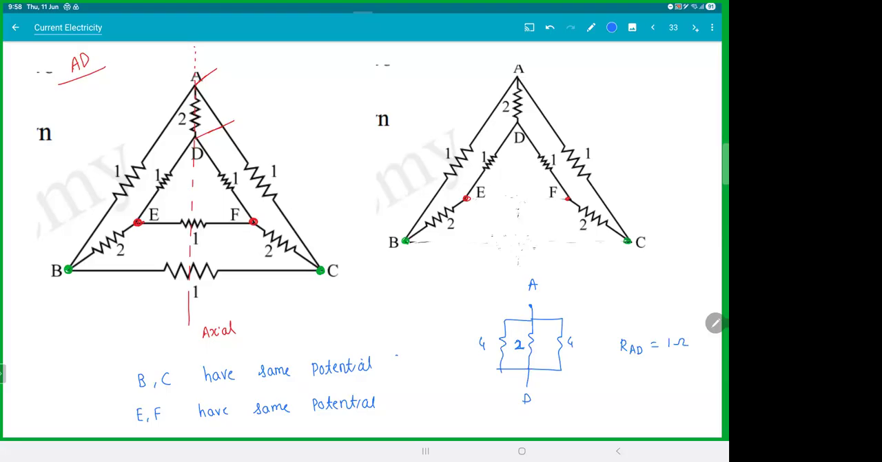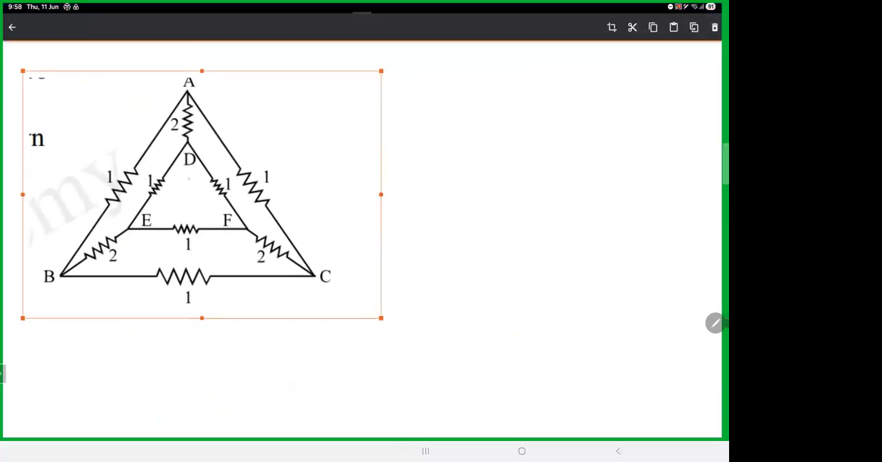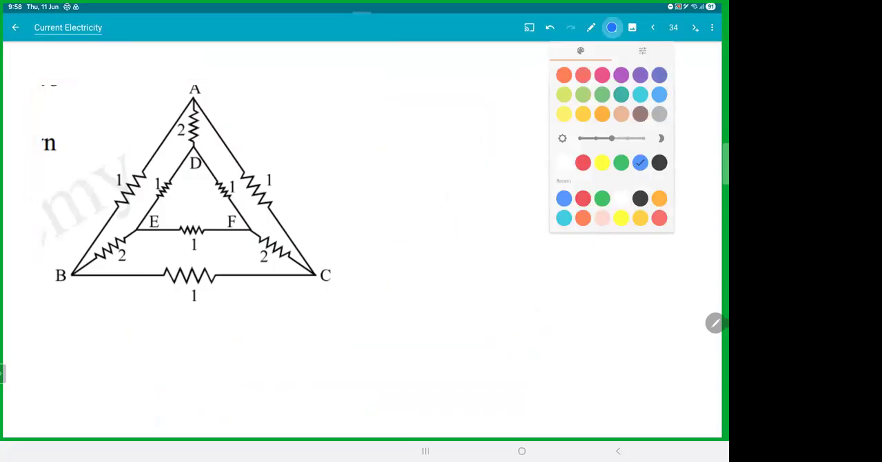So in an actual symmetry, the left and right are identical. Matlab, whatever happens on the left, the same thing happens on the right. So the potential must be the same. What about the other one? Now we are doing it for B and C.